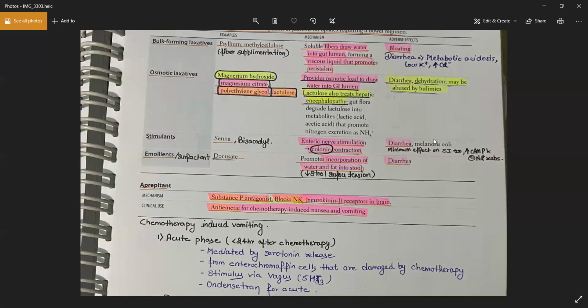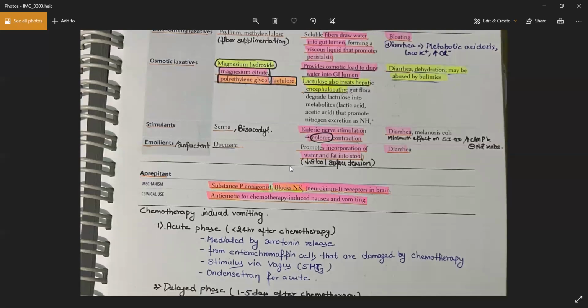They can cause diarrhea again. And mostly they have their effect on colonic contraction. See, the colon, not the small intestine. Although they have a small effect on the small intestine also, the major effect of these stimulants is on the colon. They will cause colonic contraction. Very important to note the location of the action of these drugs. It is the colon, not the small intestine.